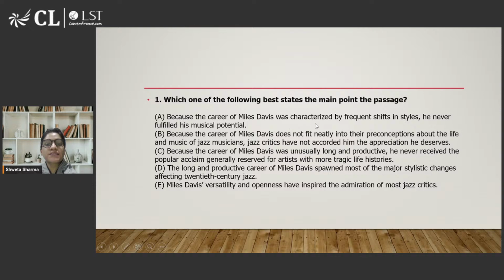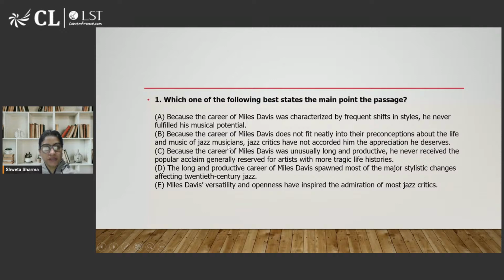Because the career of Miles Davis was characterized by frequent shifts in styles, he never fulfilled his musical potential. Because the career of Miles Davis does not fit neatly into the preconceptions about the life and music of jazz musicians, jazz critics have not accorded him the appreciation he deserves. Because the career of Miles Davis was unusually long and productive, he never received the popular acclaim generally reserved for artists, or the long and productive career of Miles Davis spawned most of the major stylistic changes affecting 20th century jazz, or versatility and openness have inspired the admiration of most jazz critics.